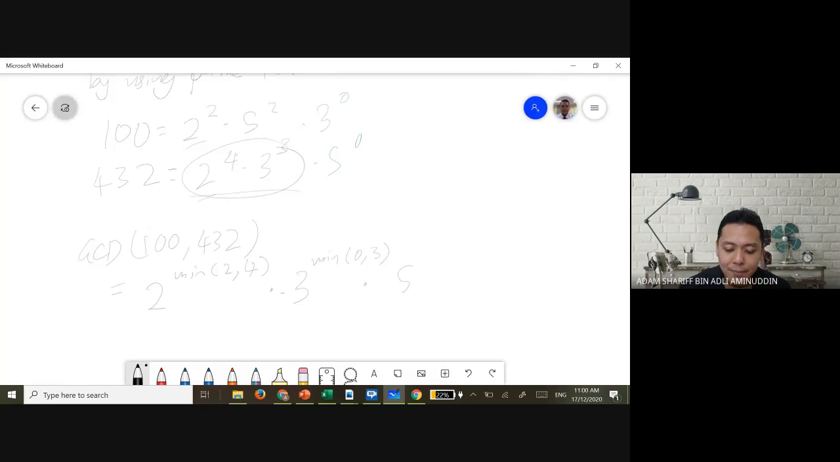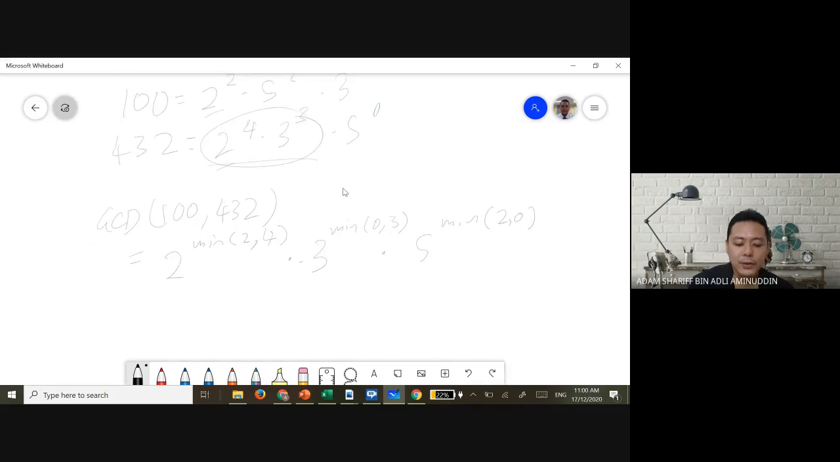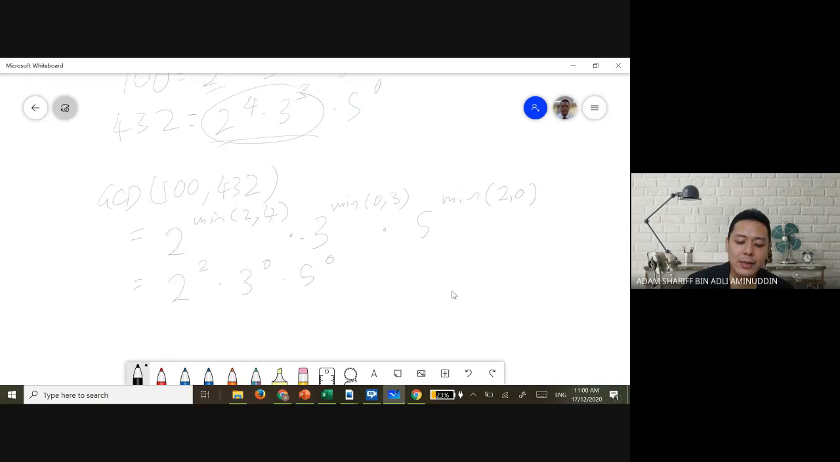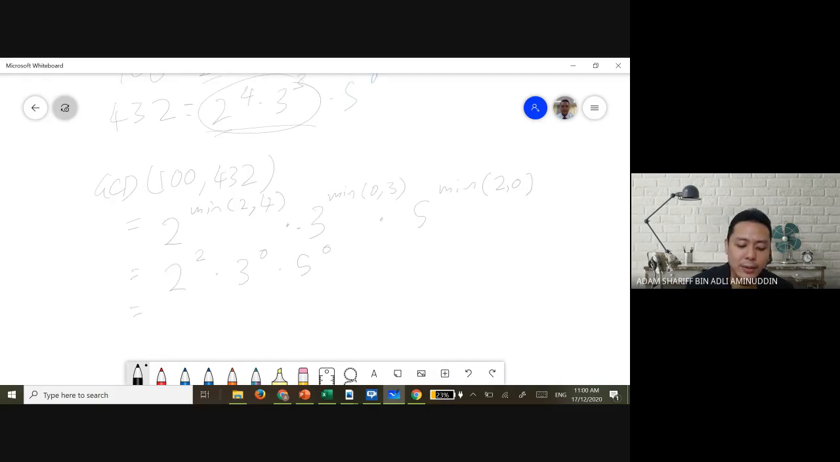Times 5 minimum 2 and 0. So you just take 2 minimum 2, to the power of 2, 3 to the power of 0 times 5 to the power of 0. You will get your GCD between 100 and 432 is 4.